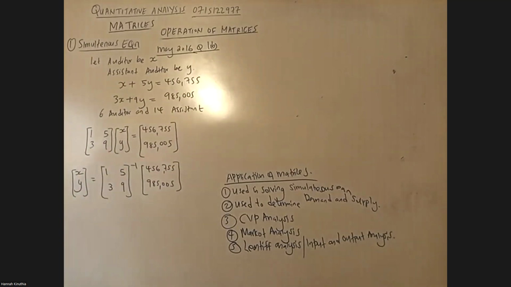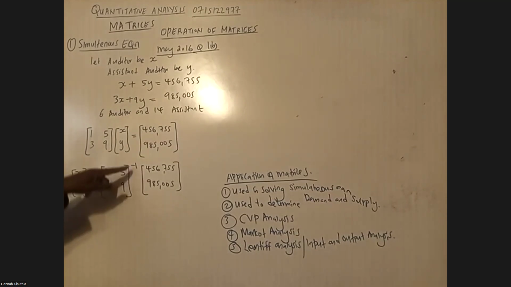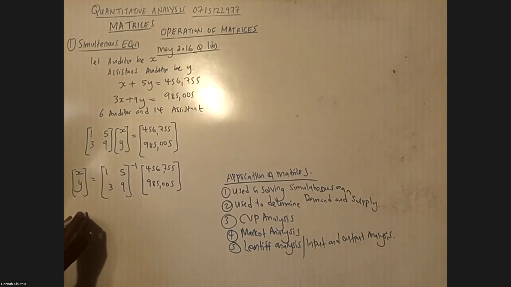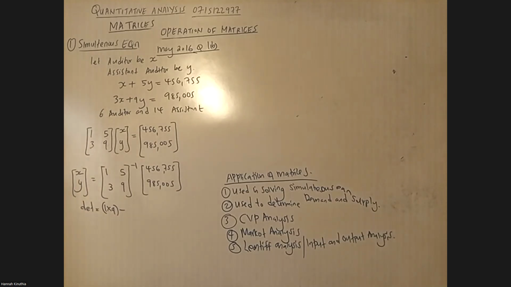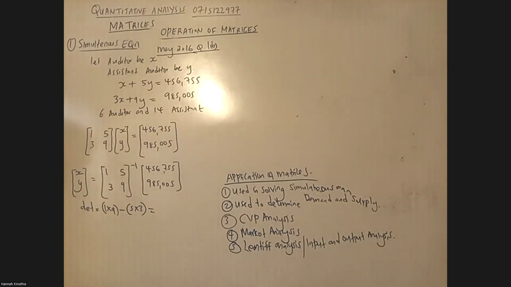Then ukishafanya hivyo, now this one represents an inverse. So hii hapa 1539 minus 1 represents an inverse. Now let's find that inverse. How do you find that inverse? We start with the determinant. Itakuwa ni 1 times 9 minus 5 times 3. Mnapata ngapi?